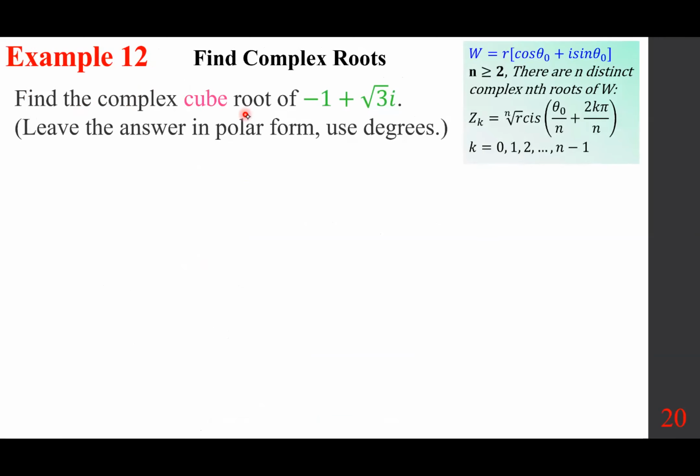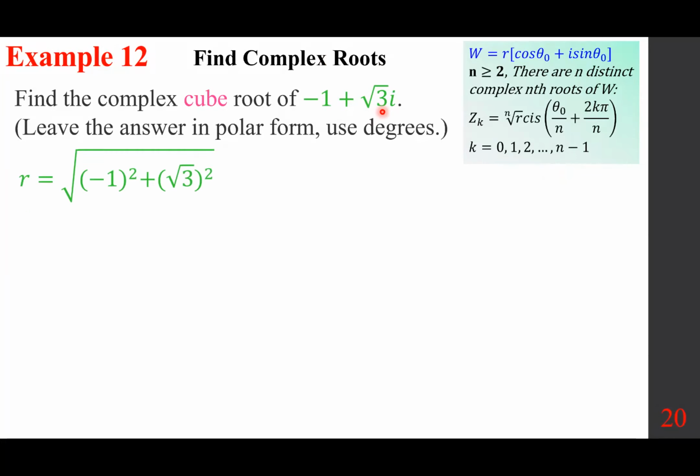We want to find the complex cube root of negative 1 plus square root of 3i. Again, we are using the same complex root concept that was explained. In this case, n is 3, and in general, k goes from 0 to n minus 1, that means 0, 1, 2 for us. So first, let's figure out what's r, which is negative 1 quantity squared plus y squared, or square root of 3 squared.